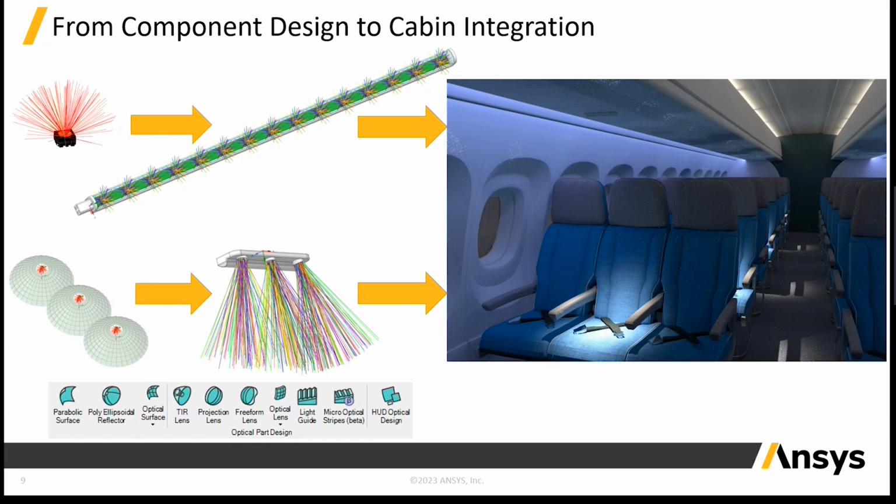And here I want also to mention our Speos Lightbox. So it's a black box format for data exchange. And with this, you can easily communicate between supplier and integrator and protect IP.